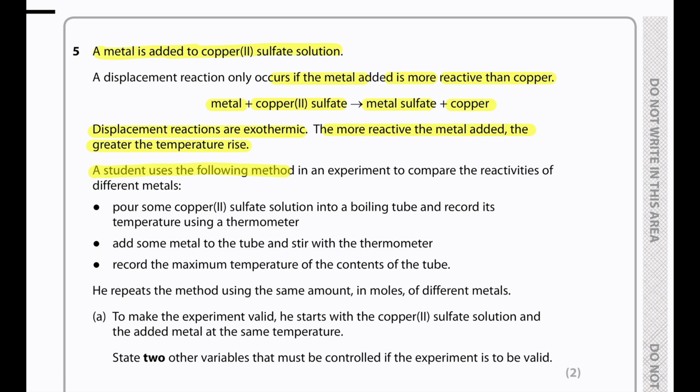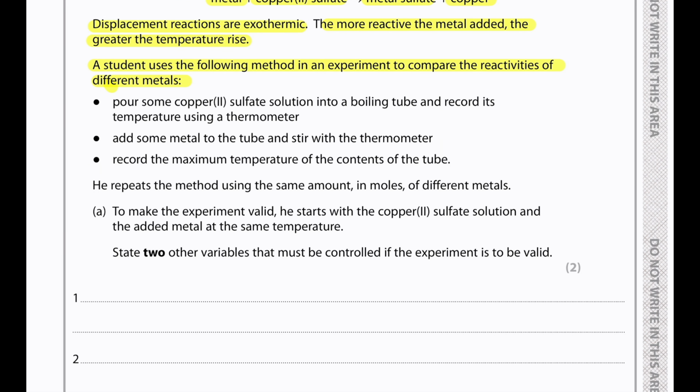A student uses the following method in an experiment to compare the reactivities of different metals. Pour some copper sulfate solution into a boiling tube and record its temperature using the thermometer. Add some metal to the test tube, stir with the thermometer. Record the maximum temperature of the content of the tube. He repeats the method using the same amount in moles of different metals. To make the experiment valid, he starts with the copper sulfate solution and adds the metal at the same temperature. State two other variables that must be controlled if the experiment is to be valid.